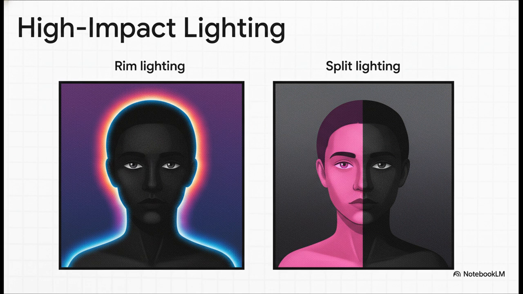Or try prompting for split lighting. That creates deep shadows on one side of the face, instantly giving you a sense of mystery or conflict. You can also throw in terms like volumetric lighting for those dusty, dramatic beams of light, or natural golden hour for a warm, inviting feel. You can literally elevate the quality of your thumbnail just by controlling the virtual sun.